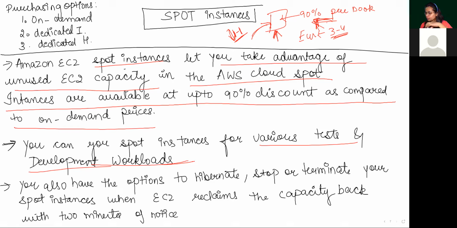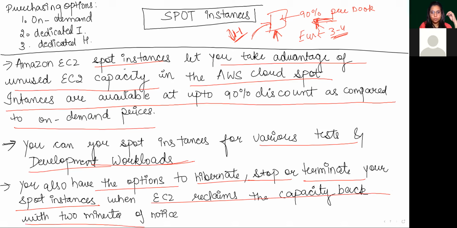So you have the options to hibernate, stop, or terminate your spot instance when EC2 reclaims the capacity back within 2 minutes of notice. Now they are saying we have given you the capacity, but now we want it back. We want our EC2 instance back. So in 2 minutes, you can either hibernate, stop, or terminate your spot instance and give all the space back to EC2.